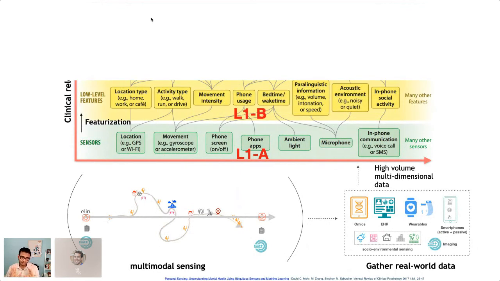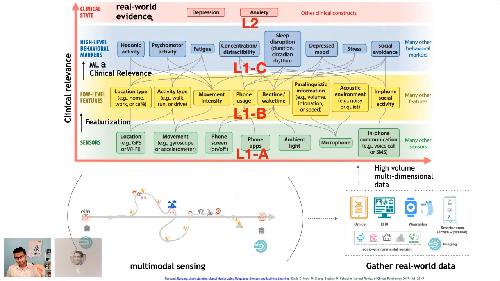The point is, how do you connect these in a top sort of bottom-up workflow? You can generate low-level features that could be one-to-many relationships: location type, how much time you're spending at home or work, what kind of activity you're doing, how much phone usage you have, what's your approximate bedtime and wake time, and so on, to really join these together in a way that leads to behavioral markers that ultimately connect to clinical states or clinical labels.